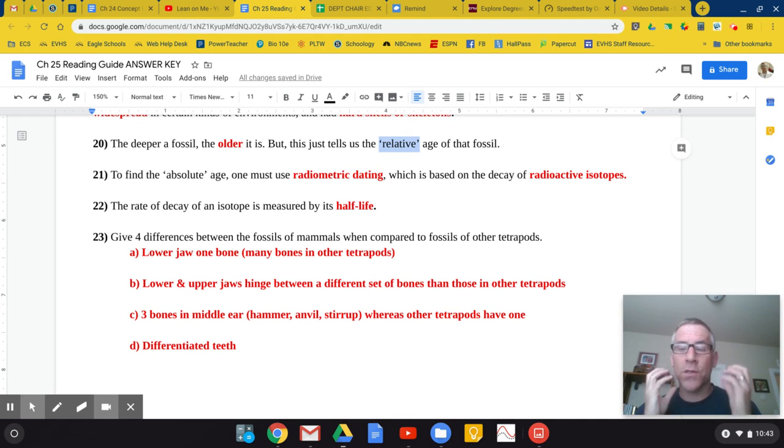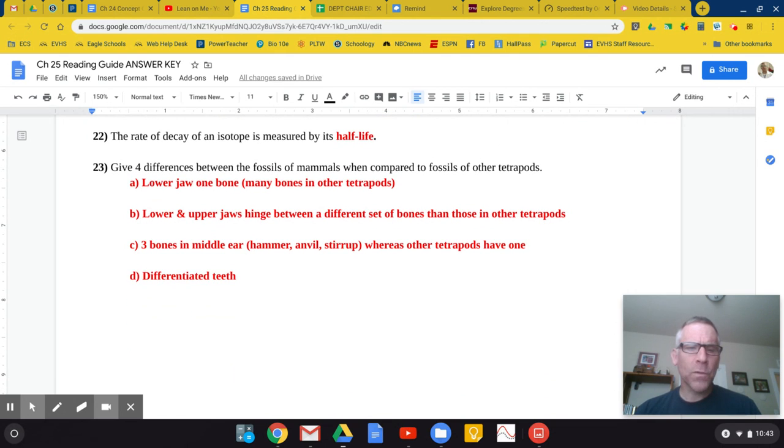The lower jaw is just one bone for mammals, where it's many bones in other tetrapods. And for some of you that are in my HBS class, you may remember we looked at the skull, and the skull is a bunch of different bones, but that mandible right here, that is that one bone. The lower and the upper jaws hinge between a different set of bones than those in other tetrapods. We as mammals have those three tiny bones, the hammer, the anvil, and the stirrup, whereas the other tetrapods have just one.